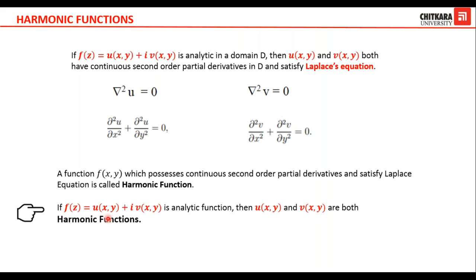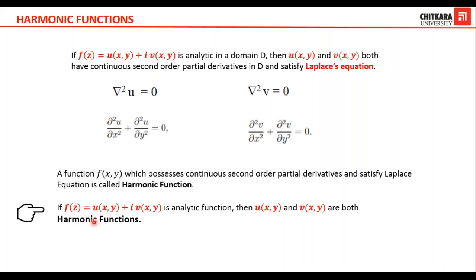Next, if f(z) is u plus iota v is analytic function, then u and v are both harmonic functions, right? We have just seen above that if f was analytic, then u and v, they both satisfy the Laplace equation. So if I go by the definition of harmonic function, I can say that if my function f is an analytic function, then the real part and the imaginary part of that function will always have second order partial derivatives and they will always satisfy the Laplace equation. And hence, I can always say that the real part and the imaginary part of the function are called harmonic functions, right?